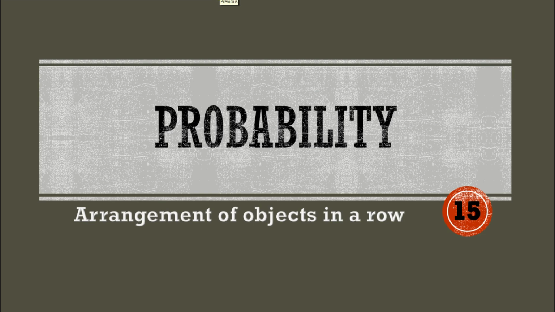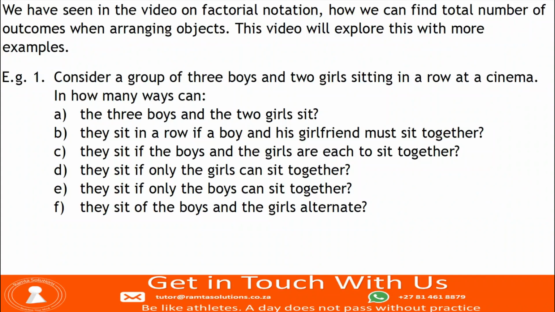Today, we are looking at arrangement of objects in a row. This is nothing new. We have somehow introduced this aspect in the video on factorial notation. I think it was video 13. Yes, it was video 13. In that video, we asked you to find the total number of outcomes when arranging objects. Now, we're going to explore that aspect of arranging objects in a row further.